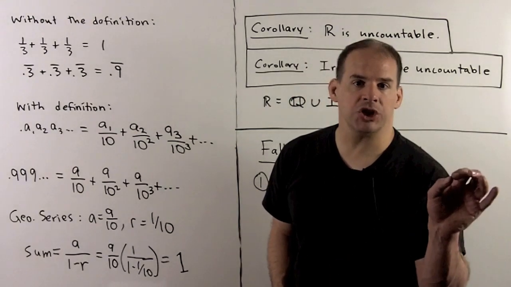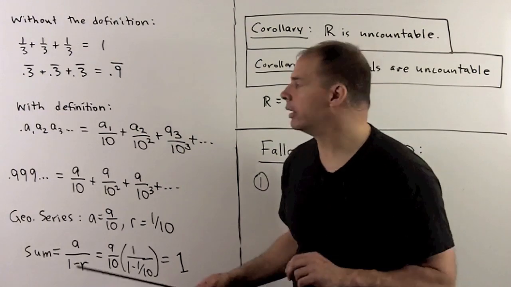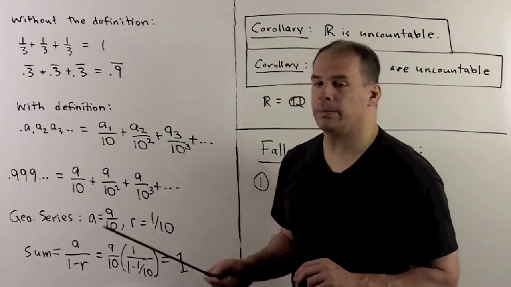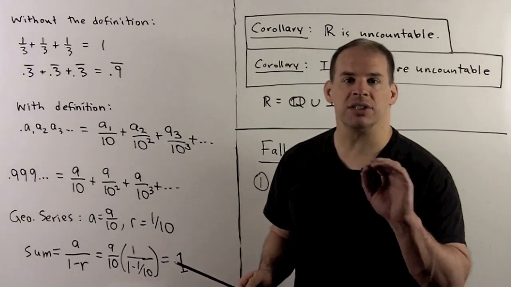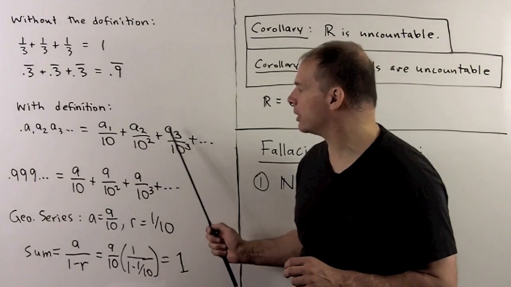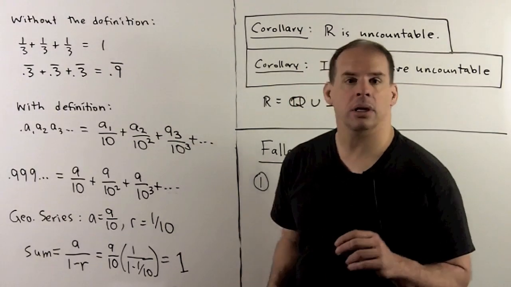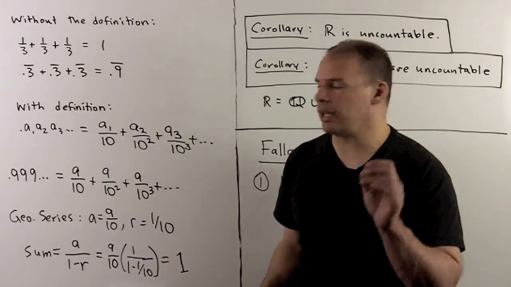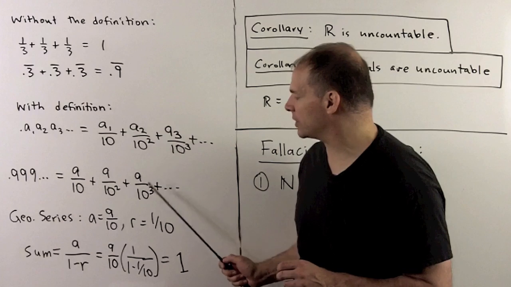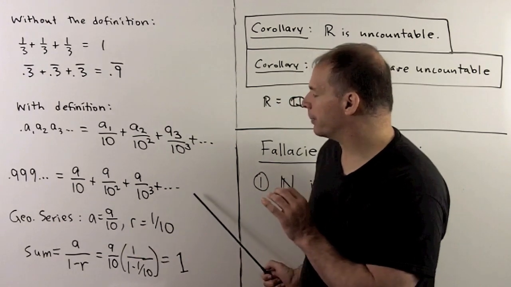If we go to the definitions, what does it mean to be a decimal between 0 and 1? What is 0.a1 a2 a3, and so on? Here, this is just a series. I'm taking a1 over 10 plus a2 over 10 squared plus a3 over 10 cubed, and so on. That means 0.9 repeating is 9/10 plus 9 over 10 squared plus 9 over 10 cubed, and so on. So I have a geometric series here.